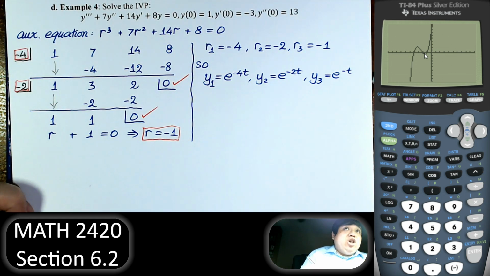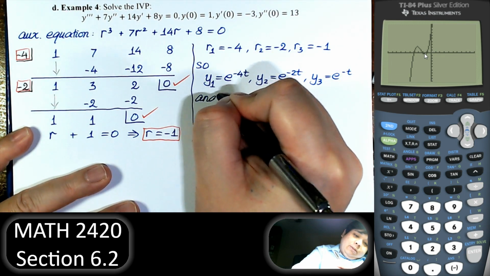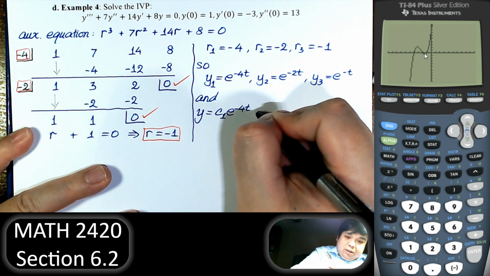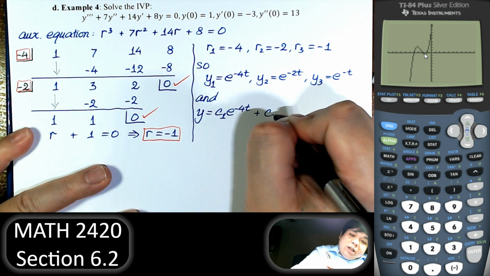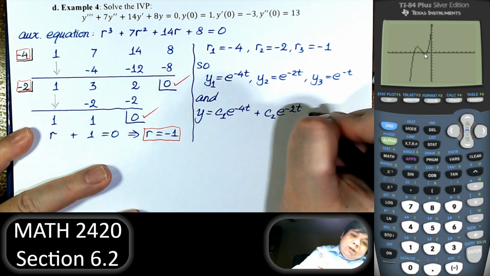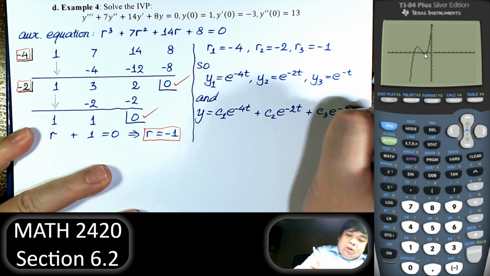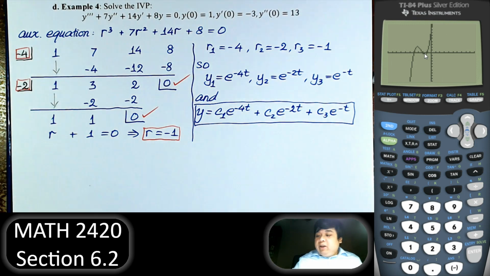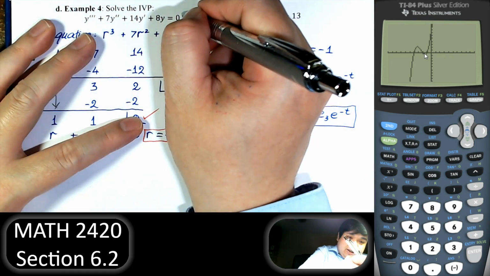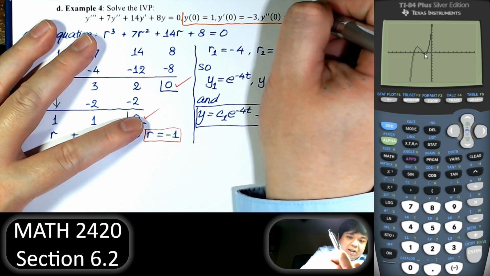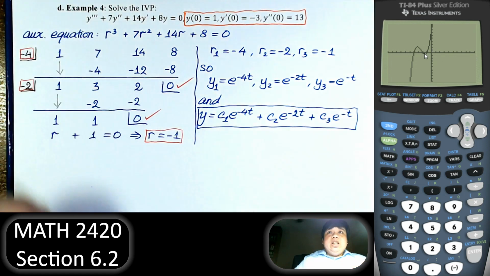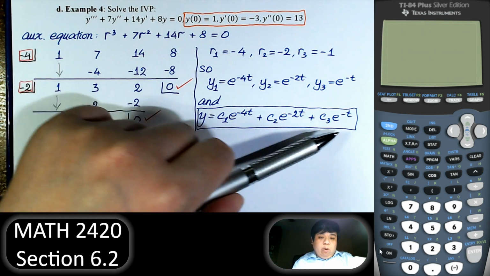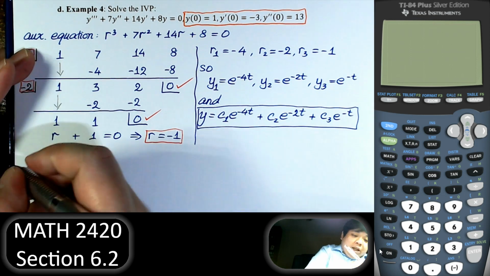And because the linear combination of them is the solution, c1 y1, c2 y2, c3 y3. Right, so that is the general solution. What we have here is this initial condition. So when we have initial condition, we have to substitute and solve for the coefficients c1, c2, c3.